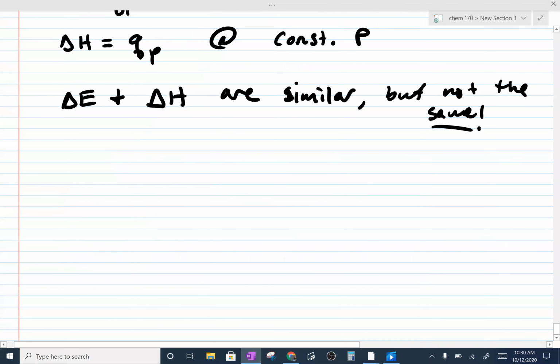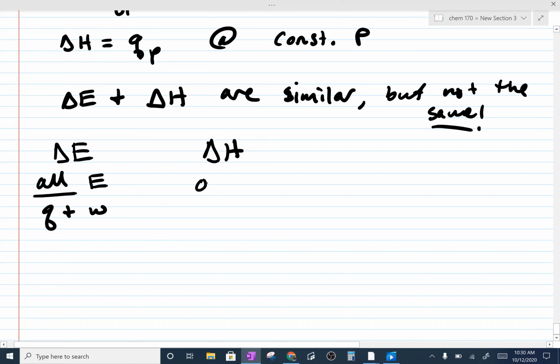Let's compare the two. Delta E is a measure of all of the energy, so Q and W, that's exchanged with the surroundings. Delta, ooh, well, that's a bad delta. Let's try that again. Delta H is a measure of only Q at constant P.